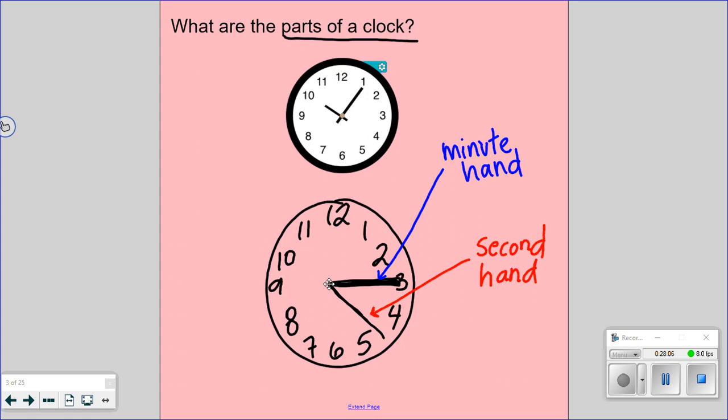We have one more hand. It's pretty short in comparison. It's also pretty wide. So why?